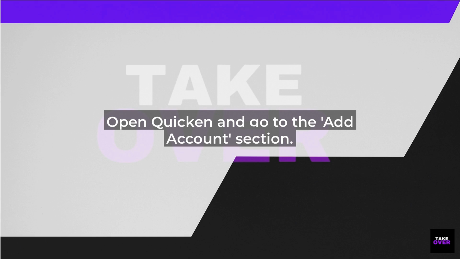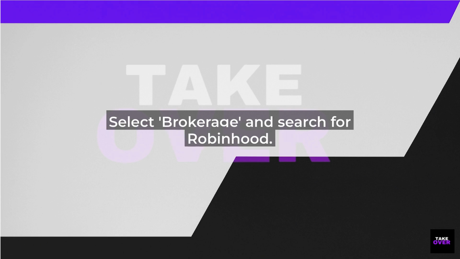Step 1. Open Quicken and head to the Add Account feature. You'll find this under the Tools or Accounts menu. It's usually straightforward. Select Brokerage or Investment as the account type, then search for Robinhood in the list of available institutions. Next, you'll need to enter your Robinhood login credentials.